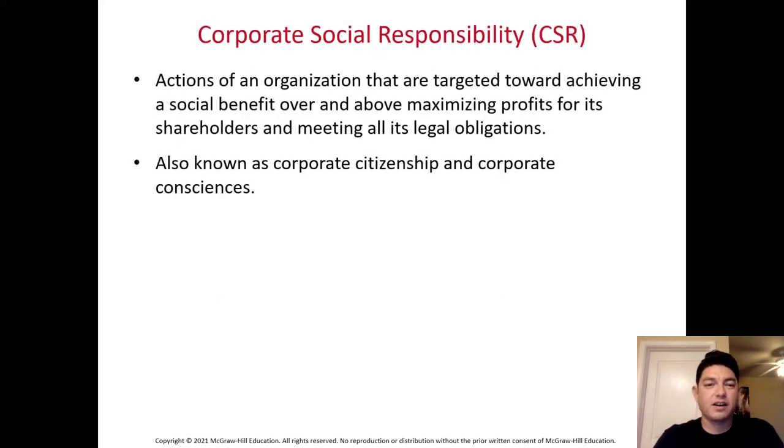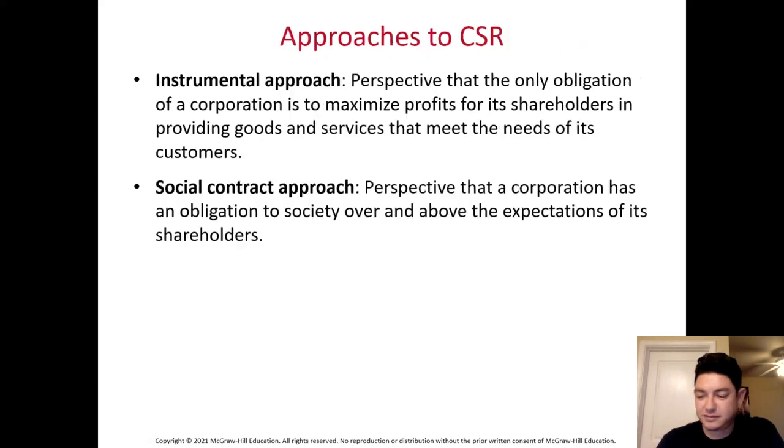So what is CSR? It's the actions of an organization that are targeted toward achieving a social benefit over and above maximizing profits for its shareholders and meeting all its legal obligations. You'll remember from chapter 2, our definition of shareholders is basically anybody who has an interest in the company or business. Also known as corporate citizenship and corporate consciousness. That's a hard word to say too.